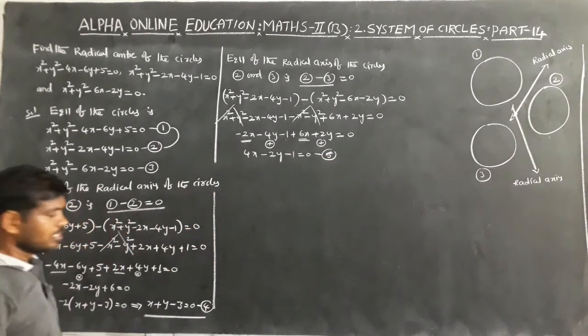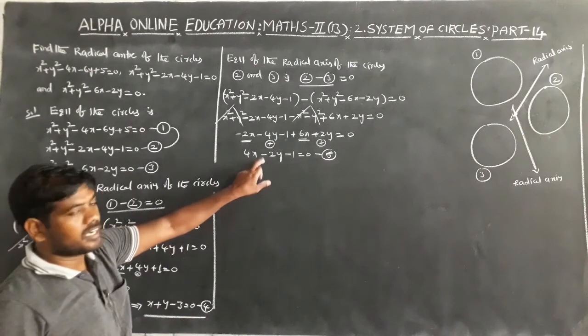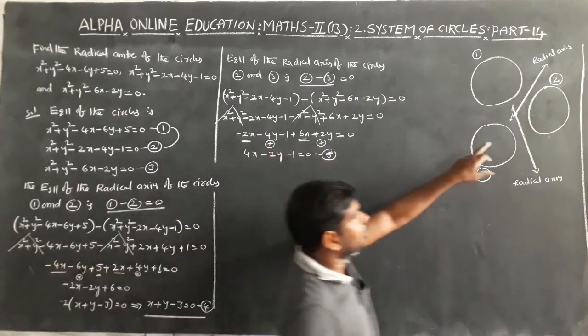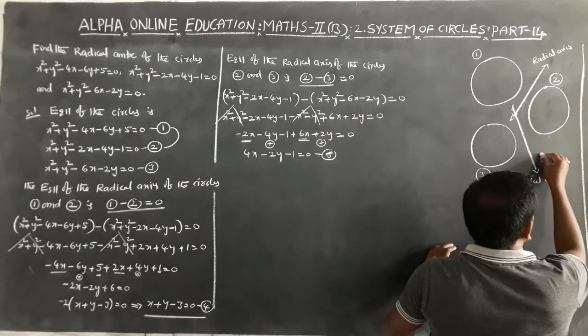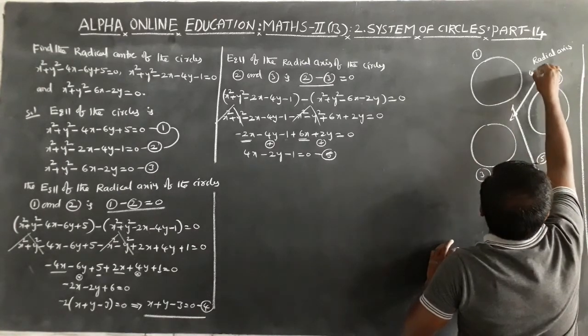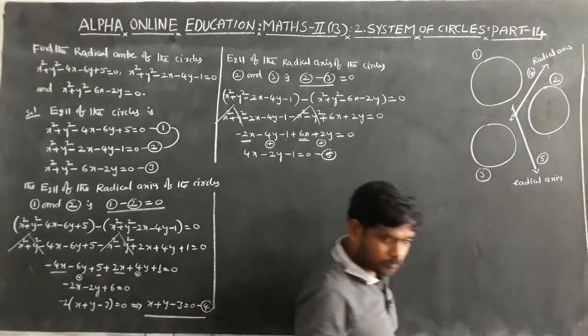This is the equation of the radical axis of the two circles 2 and 3. This is the equation number 5. This is the equation number 4.